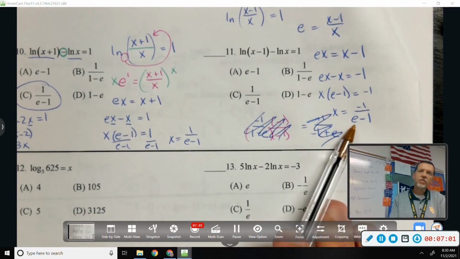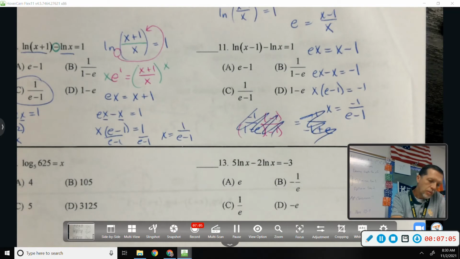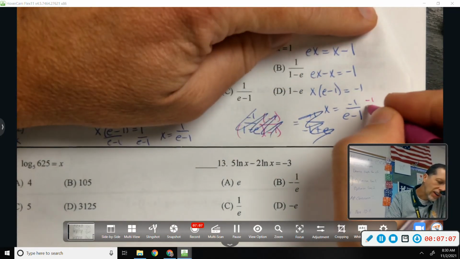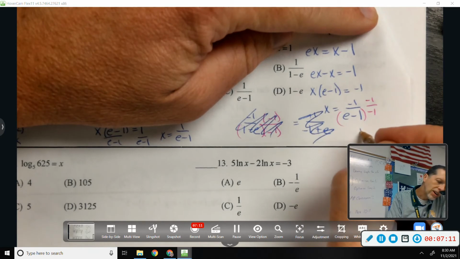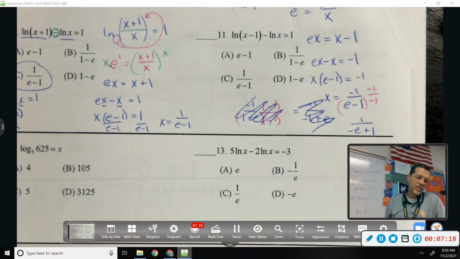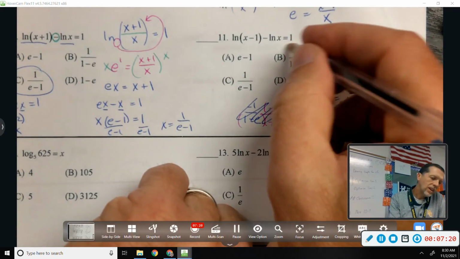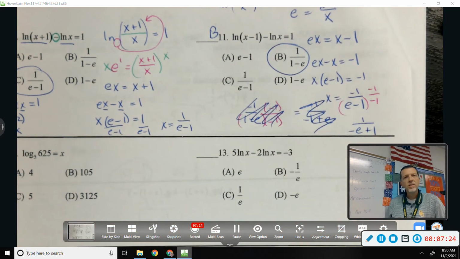Did you make it that far? Yeah. Okay. And you're right, that's not an answer choice. But I can fix that. It's just E minus 1. I can multiply top and bottom by negative 1. Or E plus 1. Wait. No. Negative E plus 1, but that's the same thing as E minus 1 minus E. So 10 and 11 were far more about algebra than pre-cal.